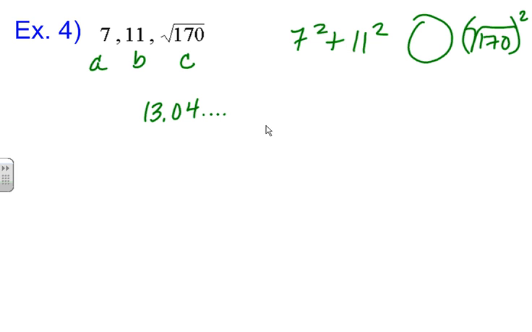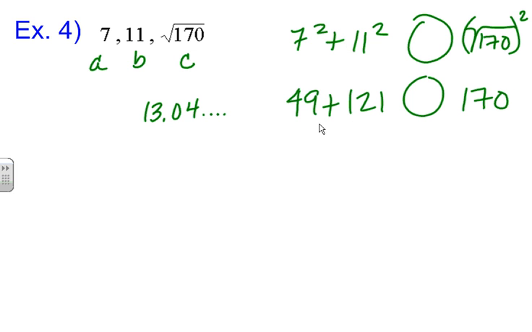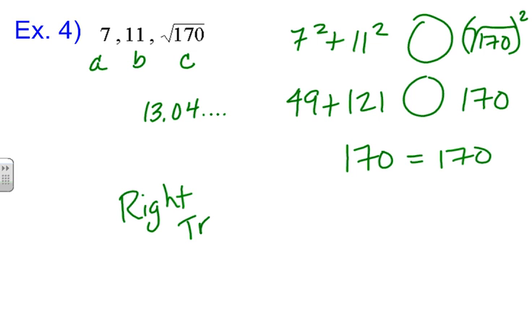Well, 7 times 7 is 49. 11 times 11 is 121. The square root of 170 squared, remember, these are opposites of each other, so they undo each other, so that puts us at 170. 49 plus 121 is 170, so since both sides are equal, these are the dimensions of a right triangle. Hope that you can now understand the converse of the theorem and how it applies.